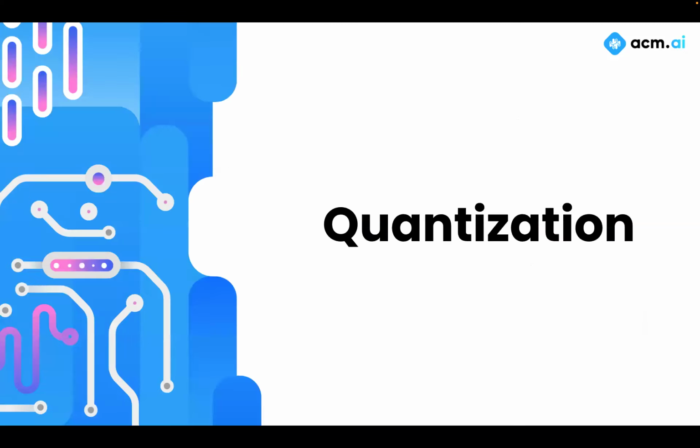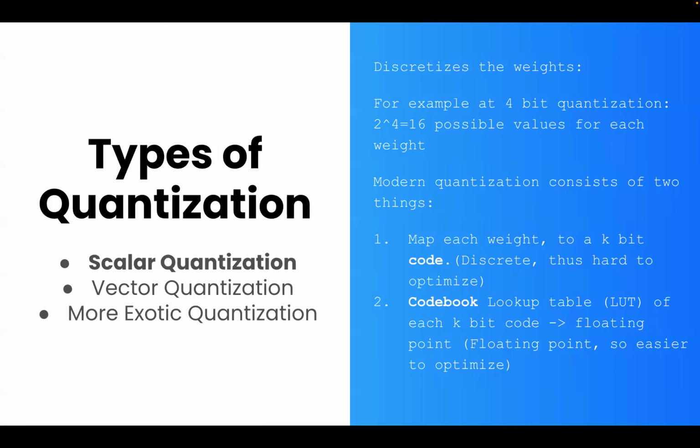Okay, so quantization. So fundamentally, what is quantization? Quantization will be represented with less bits, as I talked about. So for example, for 4-bit quantization, we have, as I talked about, 2 to the 4 or 16 possible values for each weight. So modern quantization really consists of 2 things, especially at these low bits of like 4, 3, 2, and even 1. So we map each weight. If we're doing k-bit quantization, then we map each weight to a k-bit code. This is discrete, and this is hard to optimize.